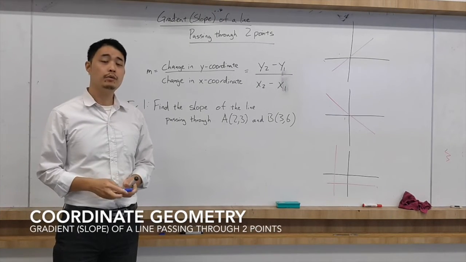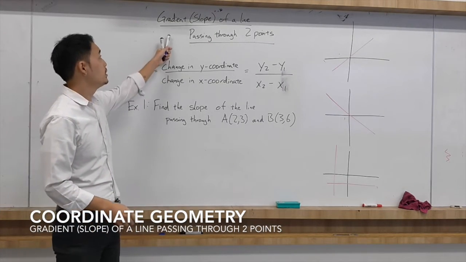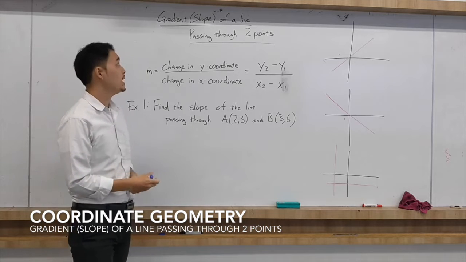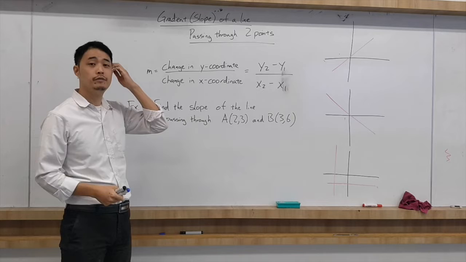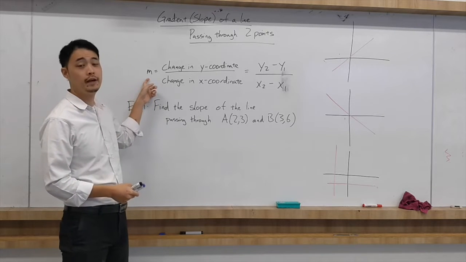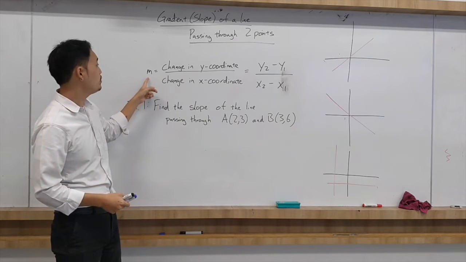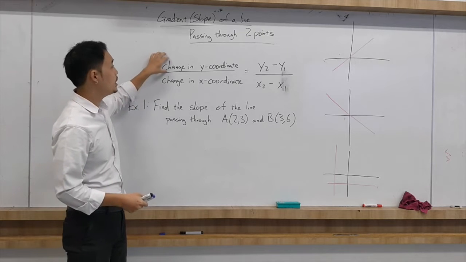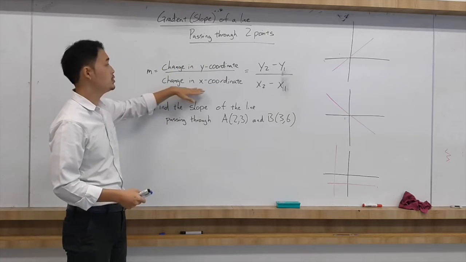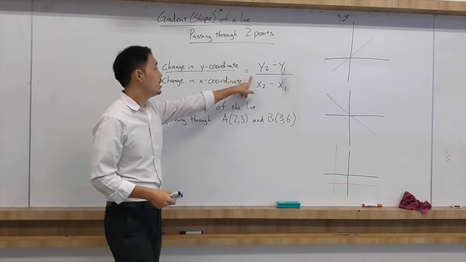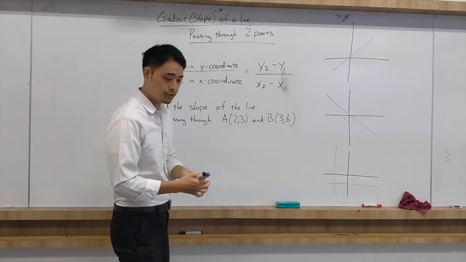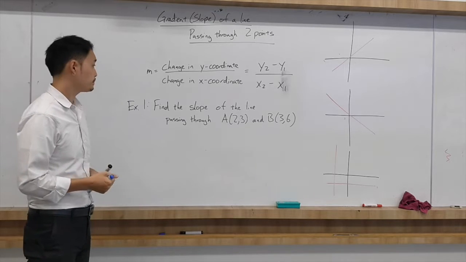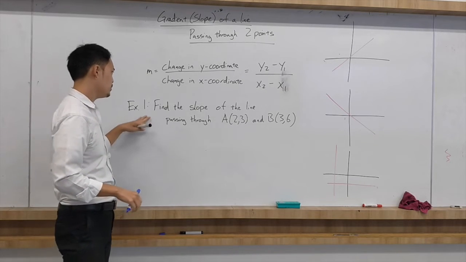Okay guys, today what we're going to look at is the gradient or the slope of a line passing through 2 points. Now, if you recall the definition of a slope, usually we define that with an m, but the slope or the gradient is the change in the y-coordinate divided by the change in the x-coordinate. So oftentimes we write it as y2 minus y1 over x2 minus x1. And we'll just do a quick example.